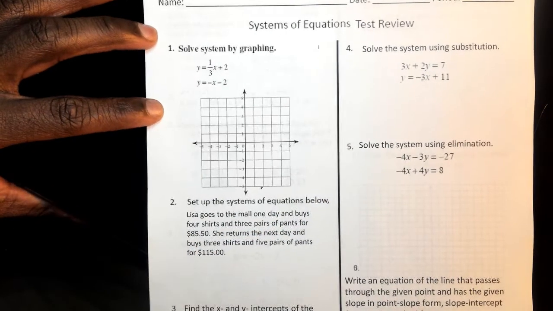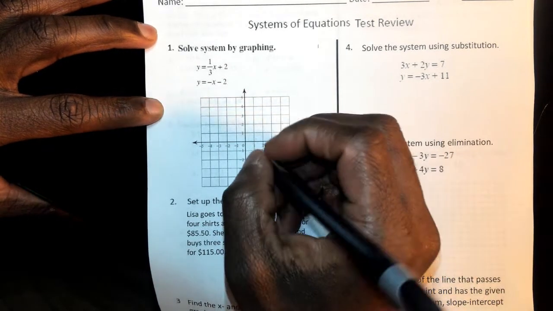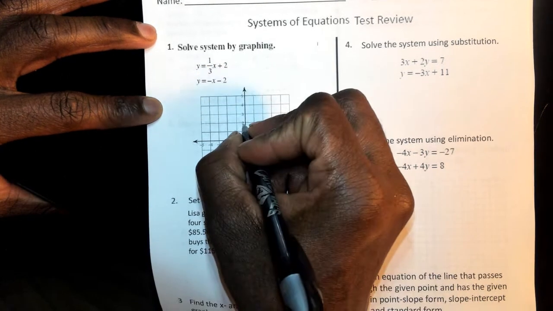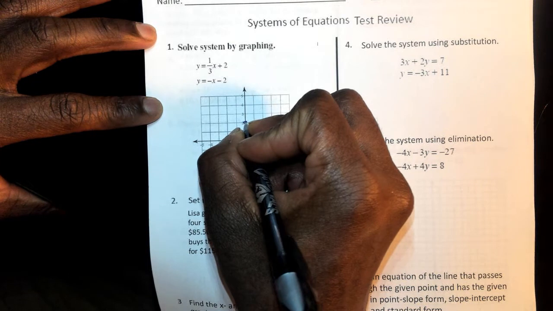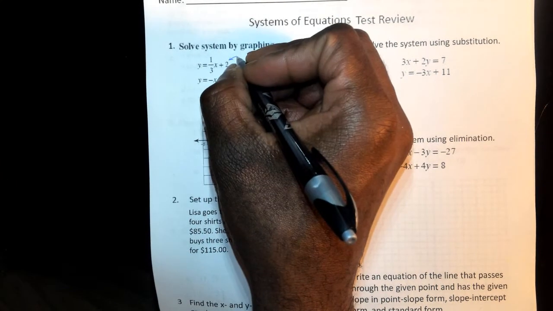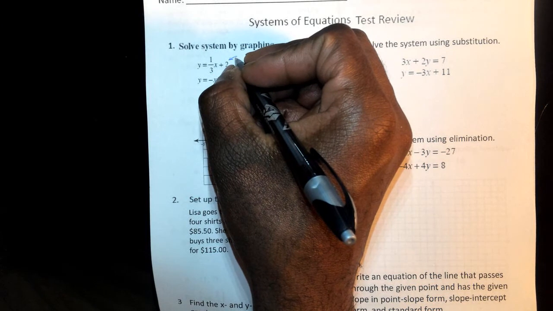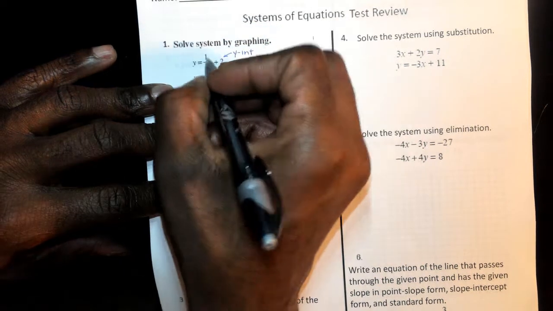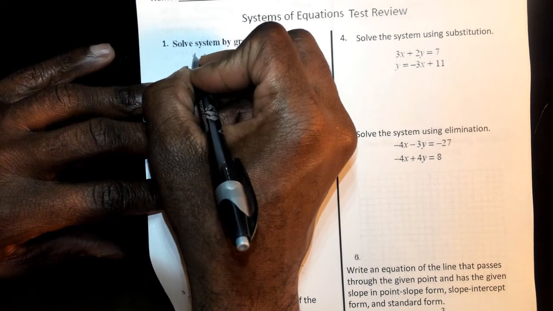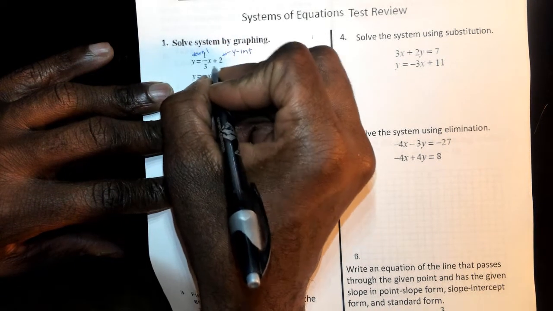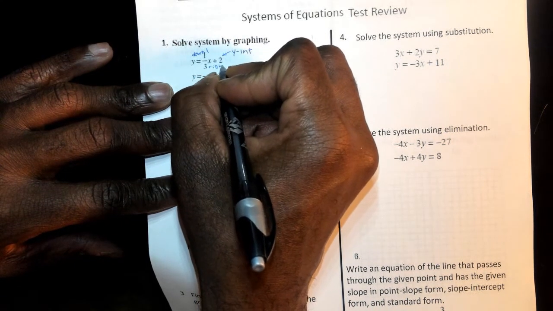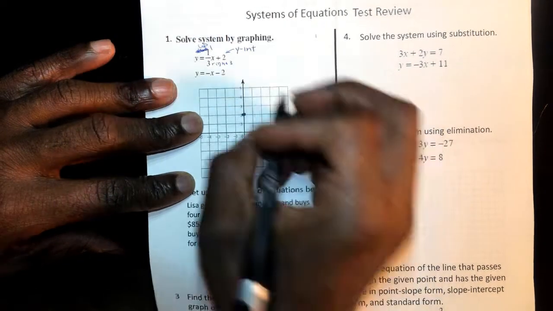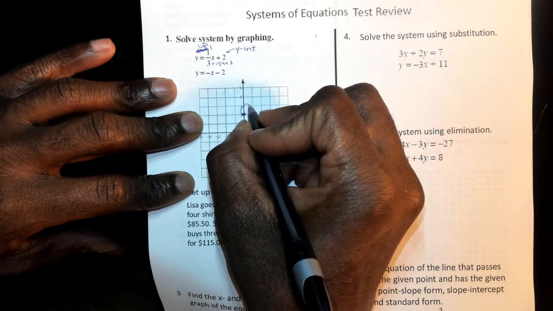All right, so to solve by graphing manually, you just have to graph. Remember, to graph an equation, you start at the y-intercept, which for the first equation is 2. And the slope tells you where to go next. It says to go down 1 and right 3. Actually, the slope is positive, so you go up 1 over 3.